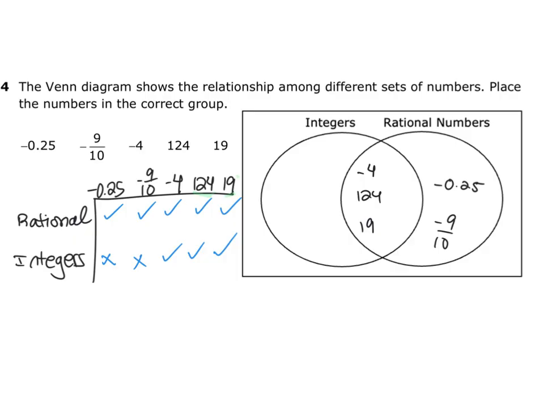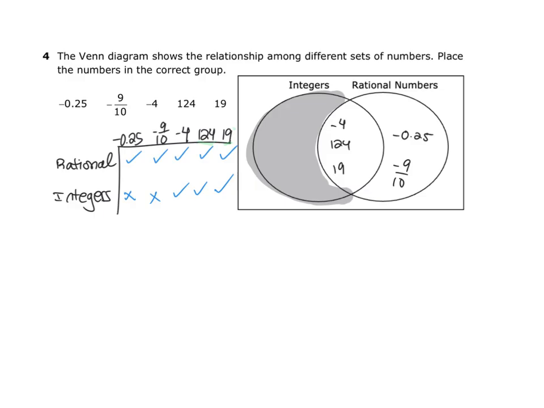So why is this region over here empty? Why is there nothing in this section? That's because it's not possible for something to be an integer but not be rational, right? There's no such thing as an irrational integer. So that space is always going to be empty.